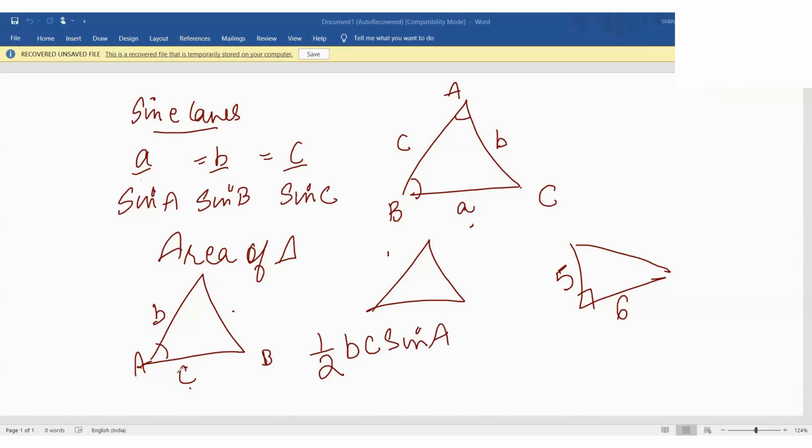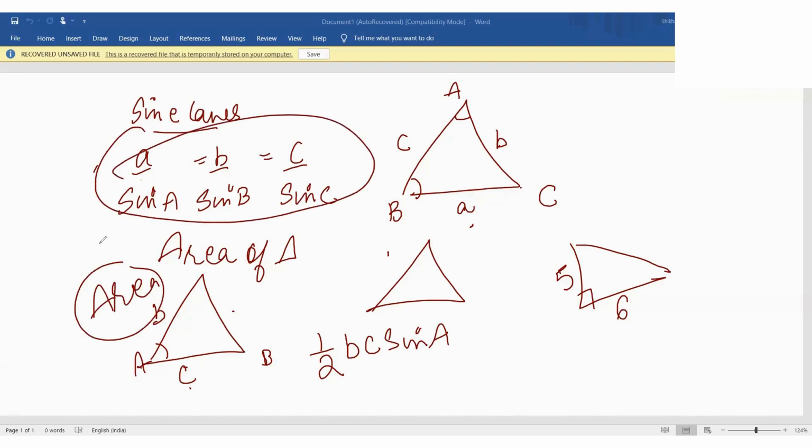These are the two sine laws which we are going to use if the triangles are not right angled. They can be used in right angle also, but for those we have simple basic formulae. And these will help us to find out the area, and this will help us to find any angle or any side which is not given to us, right?